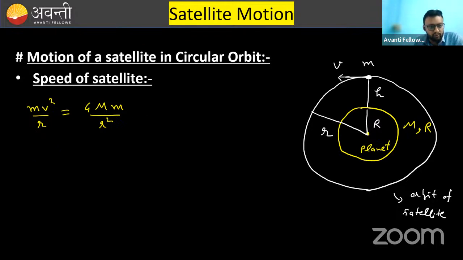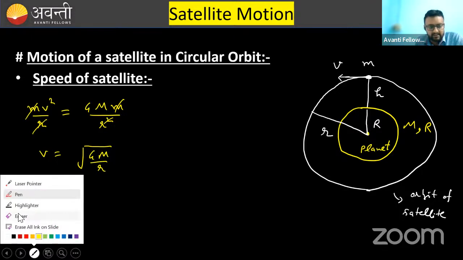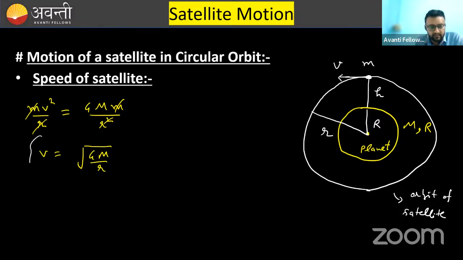So again, can you see that if I want to calculate the speed, the mass m will be cancelled, and r will be cancelled with the square. So the speed of the satellite will be under root GM divided by r. If you know the mass of the planet and you know the radius of the orbit, then you can easily calculate the speed of the satellite. I think the speed of the satellite is quite clear to you.